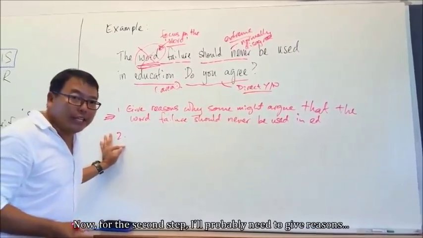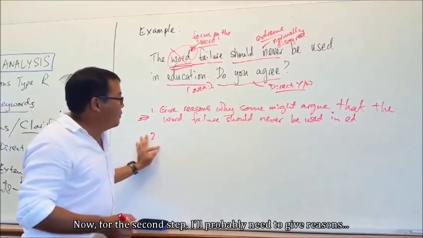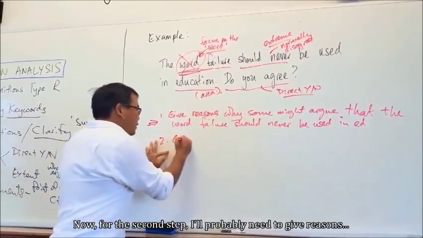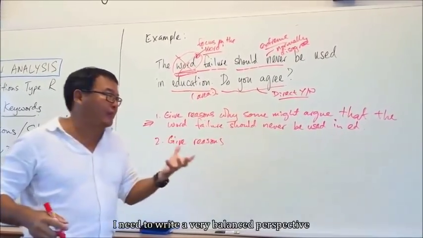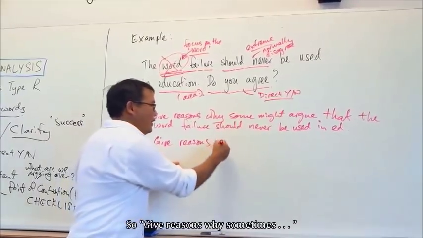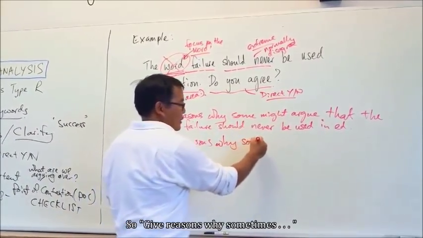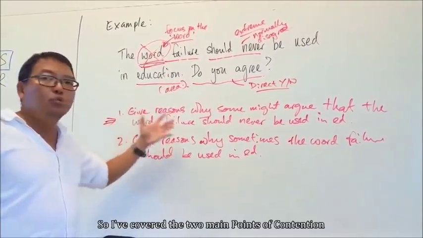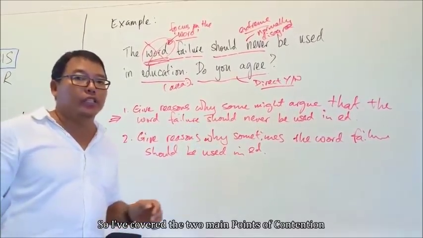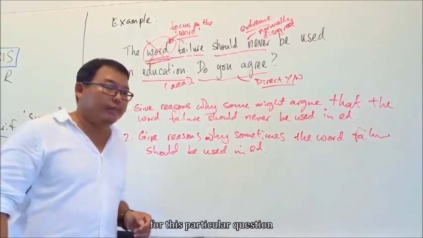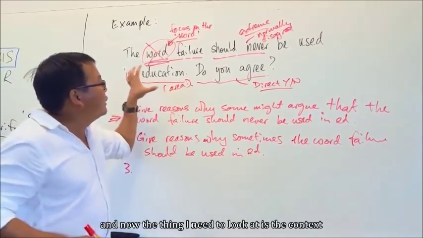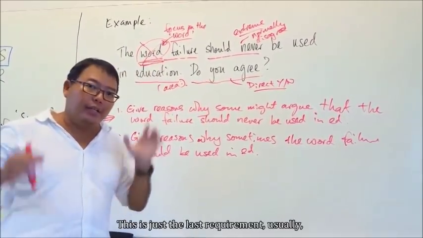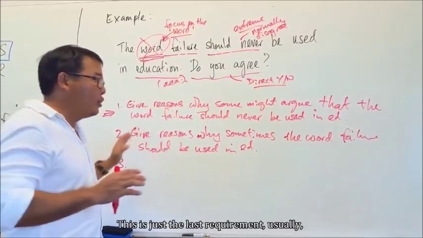Now for the second step, I probably need to give reasons. You see? I need to write a very balanced perspective. So give reasons why sometimes. So I've covered the two main points of contention for this particular question. And now the thing I need to look at is the context. This is just the last requirement.